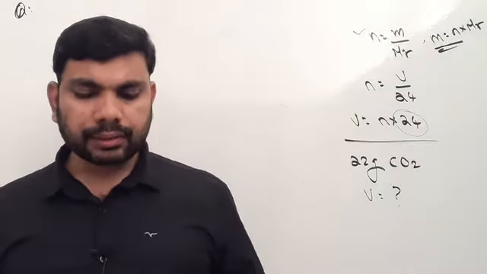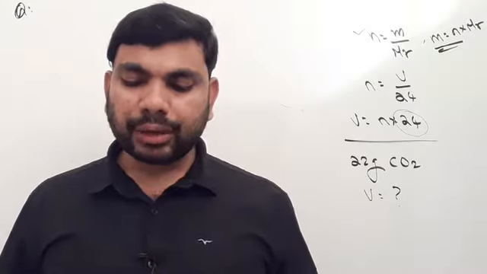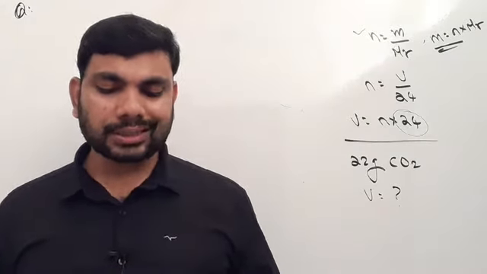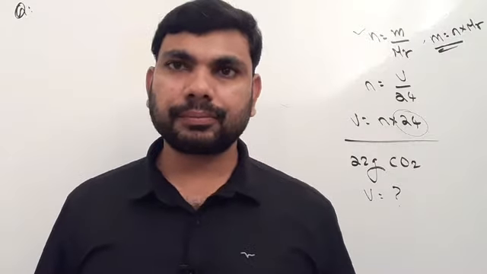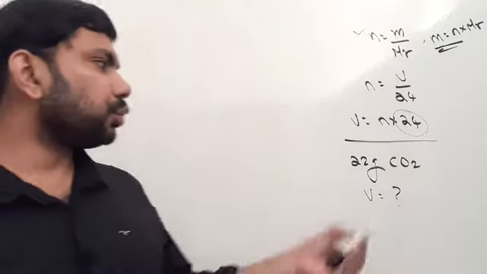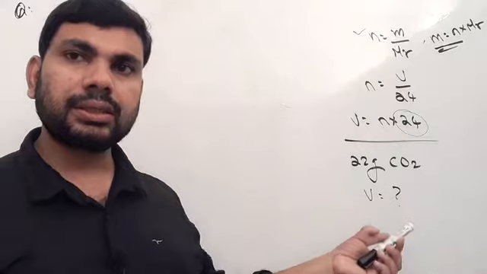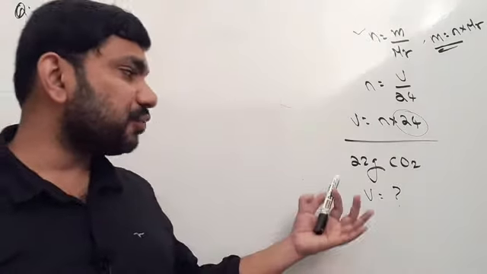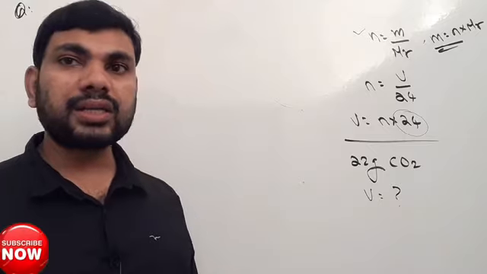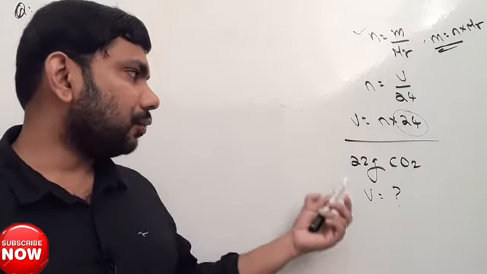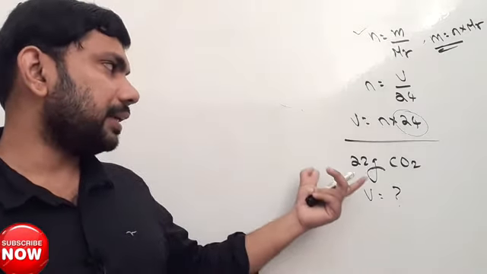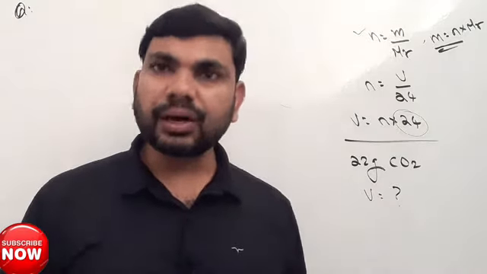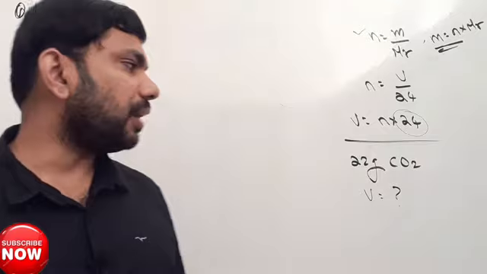Okay, next question. What volume does 22 gram of carbon dioxide occupy at room temperature and pressure? The mass of carbon dioxide is given, so what will be its volume? Here the mass is given, and you have to find its volume.